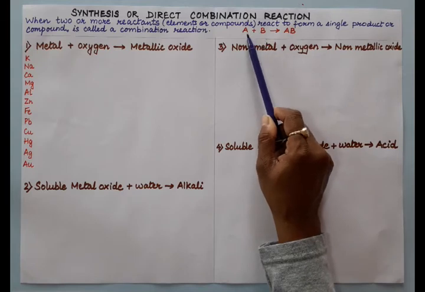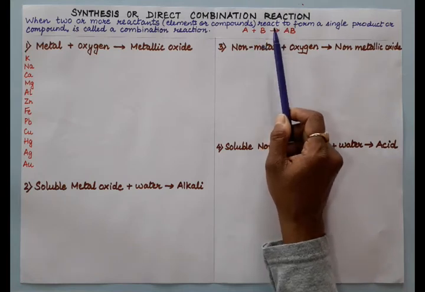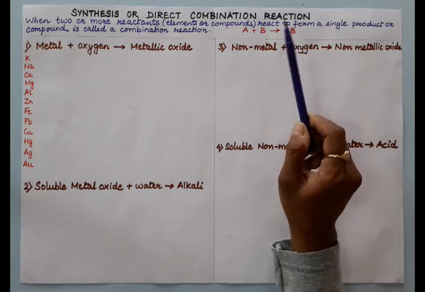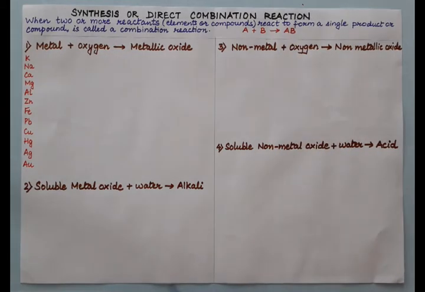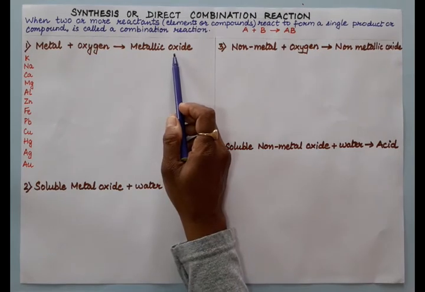A and B can be both elements, both compounds, or one element and one compound, but the product we will be getting is a single product, one product only. Now there are several rules to understand this direct combination reaction. So let us understand the general rules with some examples. Metal plus oxygen gives metal oxide.